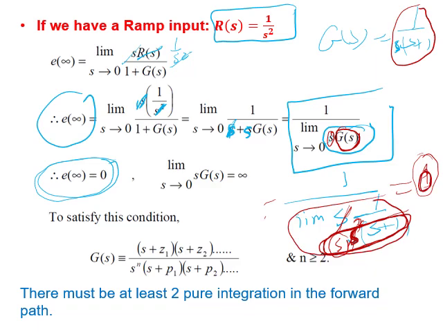So here, if you notice this system, we have one integrator, but one integrator will give me a finite value. Two integrators, meaning s square, will give me 0 error. So that's the idea. There must be a minimum of 2 pure integrators in the open loop transfer function to get the error equal to 0 if the input is ramp.